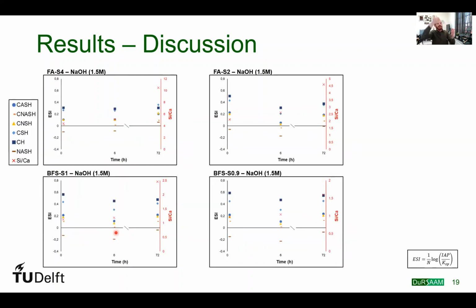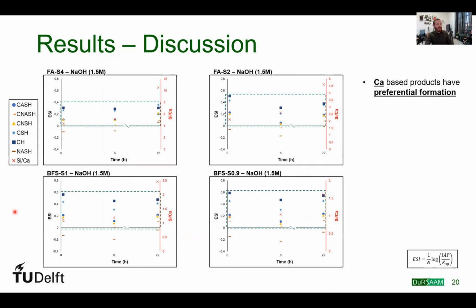In order to understand this drop in concentration after the initial stages, we calculated the effective saturation indexes. And we can say that calcium-based products are preferentially formed in all situations, and even Portlandite, which is not so commonly observed in such high pH environments. Calcium and silicon have a preferential formation because we do observe more favorable formation of C-S-H compared to modified gels like C-A-S-H or N-A-S-H.